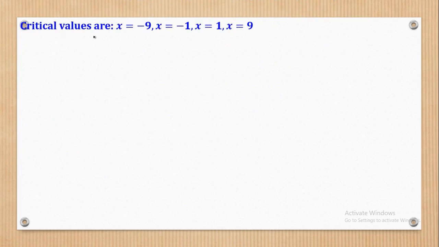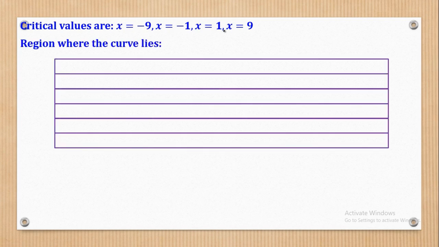Now we shall go to the critical values. We said these are the x-intercepts and the vertical asymptotes, but you have to arrange them in ascending order. Next is to tabulate to get the region where the curve lies. So we first put all the terms which are in the expression of y.